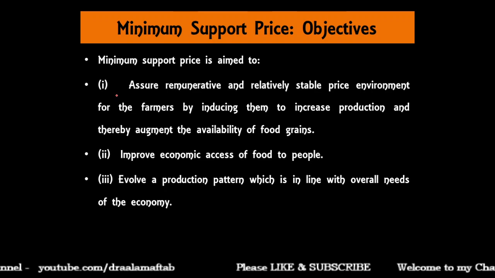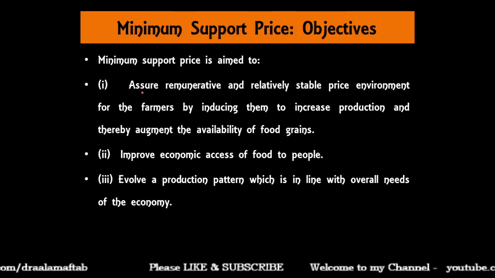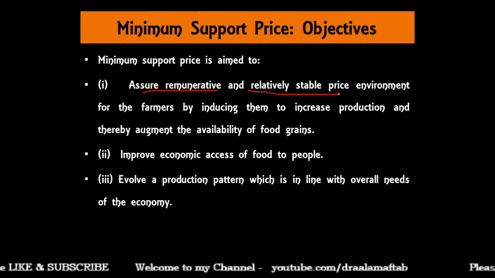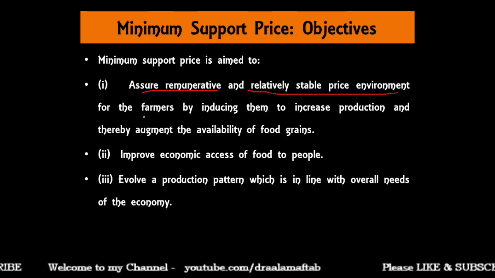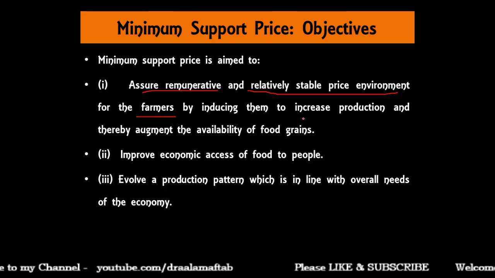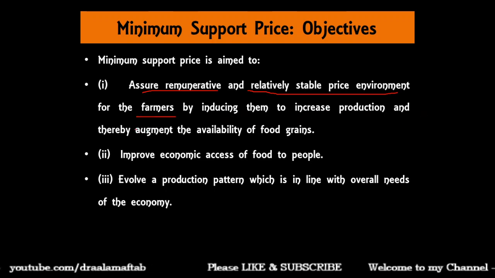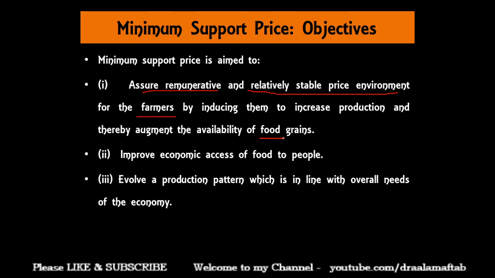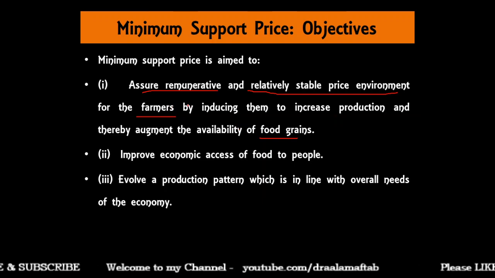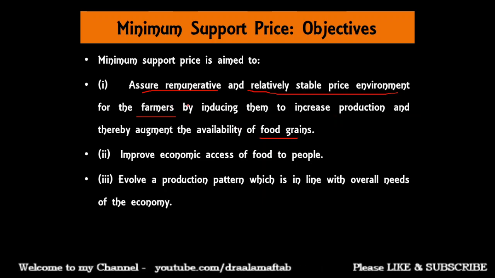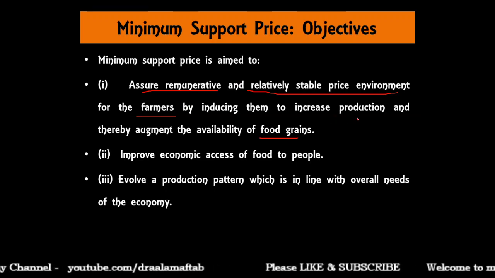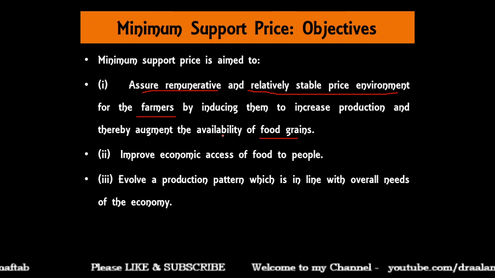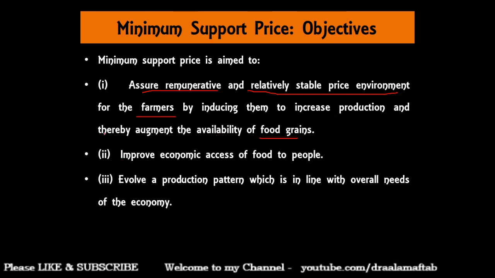Minimum support price tries to assure a remunerative price, as I said, and a relatively stable price environment for the farmers by inducing them to increase production and thereby augmenting the availability of food grains in the economy. So it tries to give a fair price to the farmers so that they increase production and the availability of food grains can be increased in the economy. So this is the first objective.